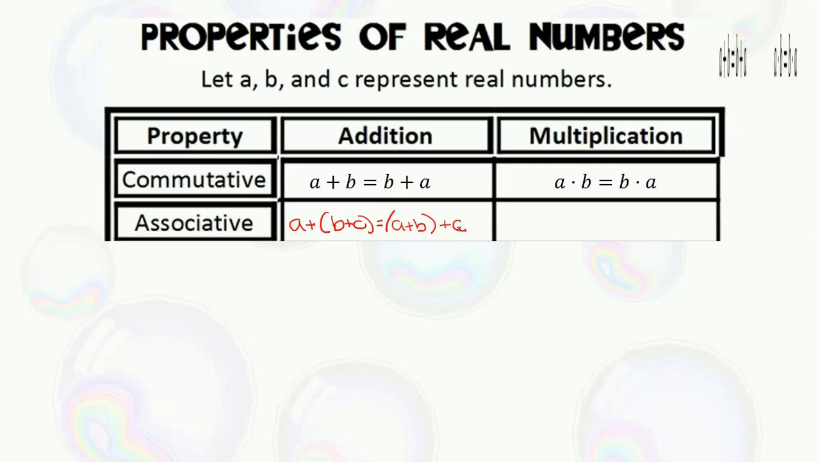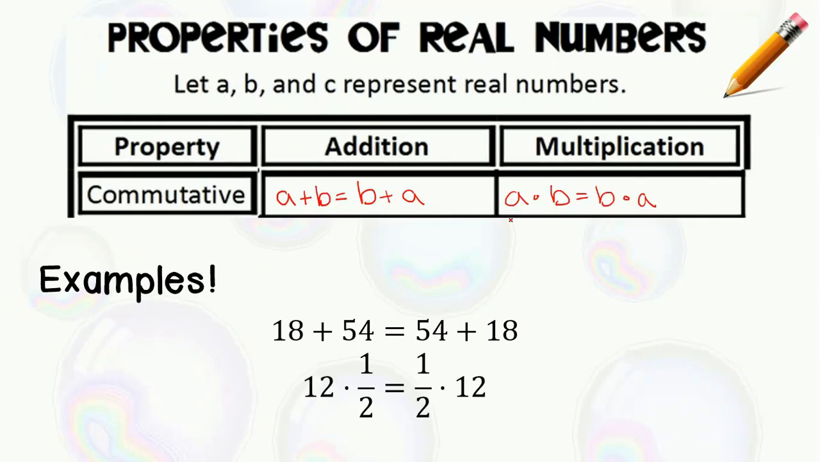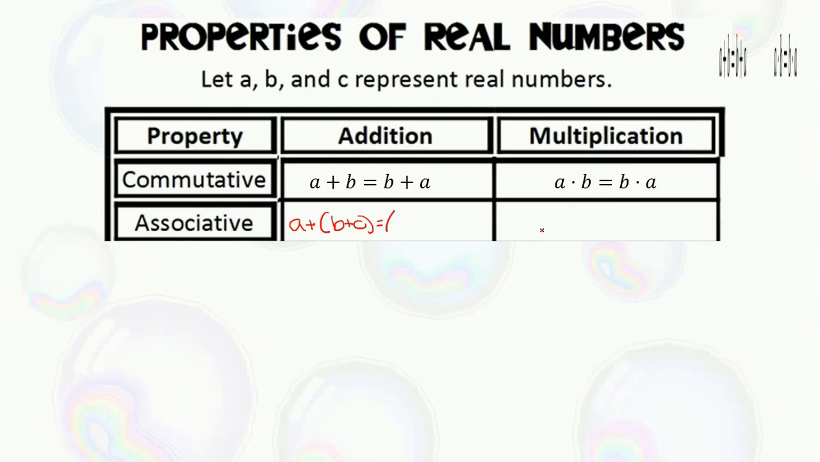Same for multiplication. You're going to see that as A times (B times C), and that is equal to (A times B) times C. Anything like that, you're going to see it like that. Oh, did I not write over here? A plus B, oh yeah, I did.